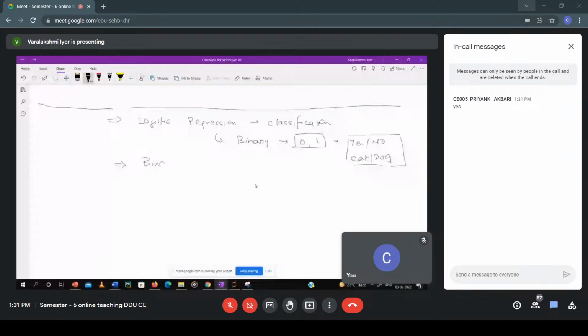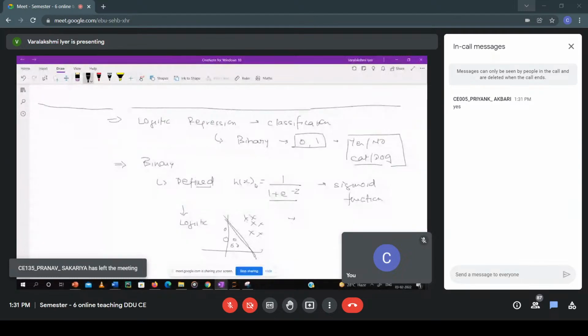In binary logistic regression, we defined our hypothesis function, which is h of x equals 1 upon 1 plus e raised to minus z, which is a sigmoid function. The main motivation of the logistic regression algorithm is that we are trying to find a decision boundary which separates our positive and negative samples. One of the assumptions we have made is that our data is linearly separable. Linearly separable means we can draw a line between the two classes of data to separate them.